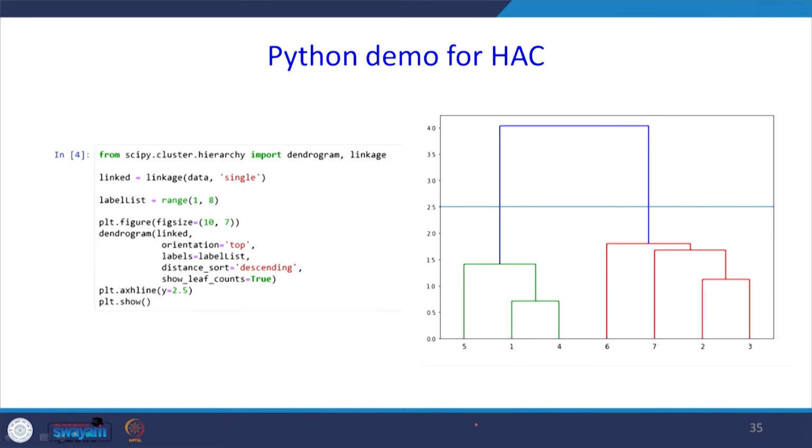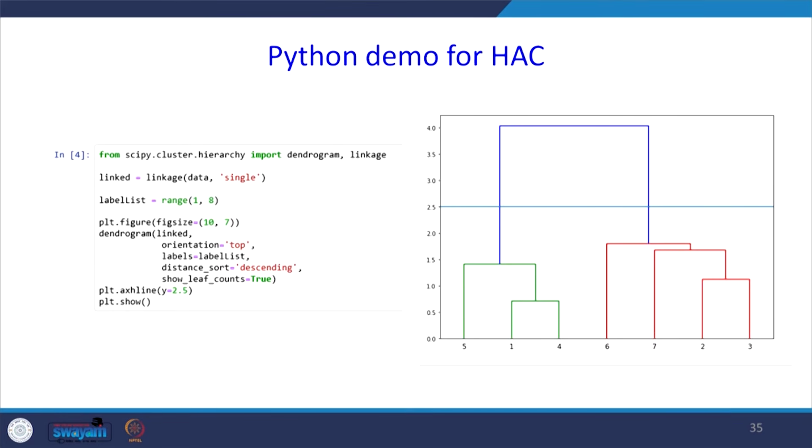So, what is happening? You see that this is the way 1 and 4 are joining together at this stage. After that, along with 1 and 4, the 5 is joined. Initially 2 and 3 are joined. So, along with 2 and 3, 7 is joined. After some time, along with 7, 2, 3, 6 also joined. At the end, see that the blue line which says all are forming one cluster.